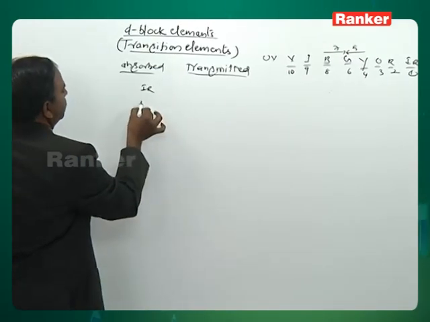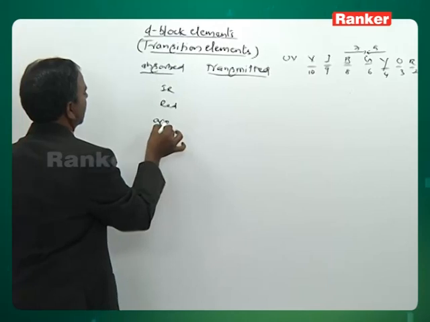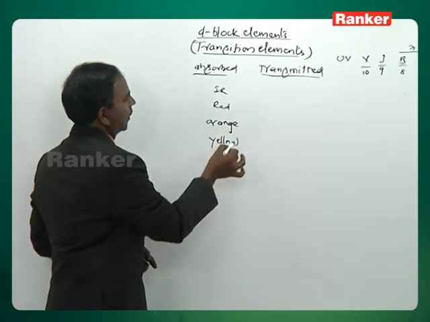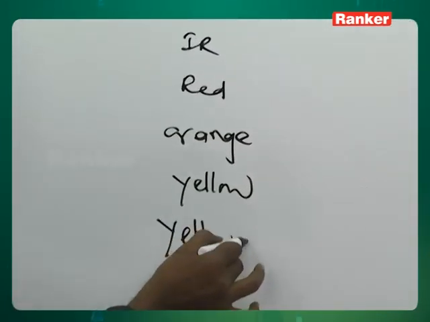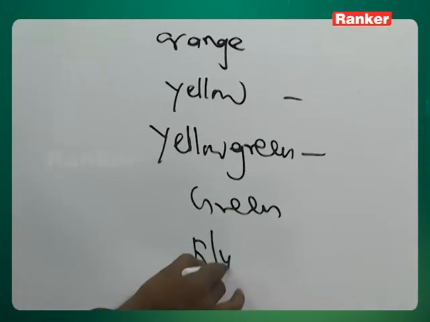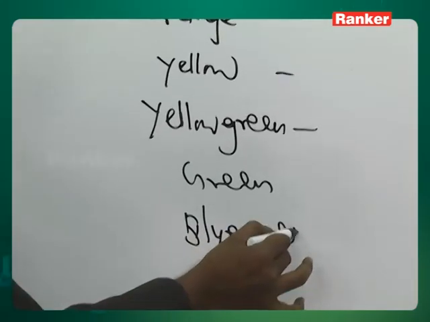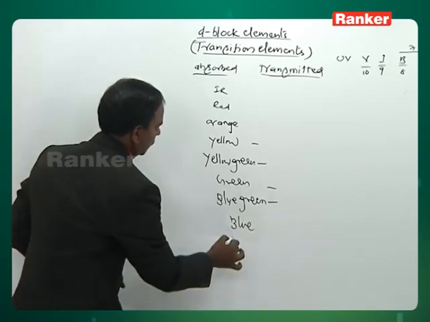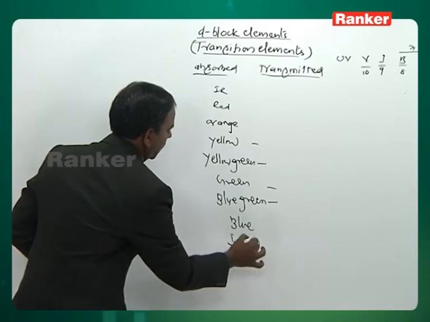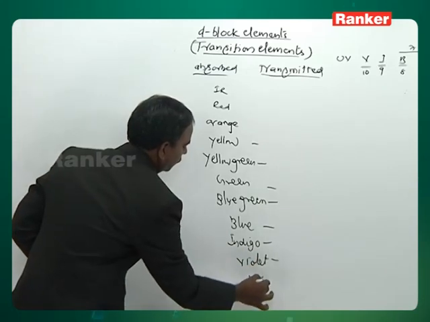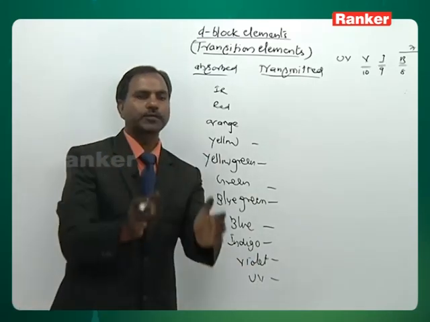Infrared, red, orange, yellow, green, then yellow green, then blue green and blue, indigo, and violet, then UV. These are the order of absorbed colors you take.